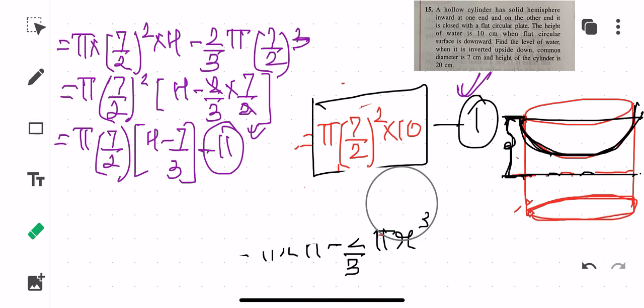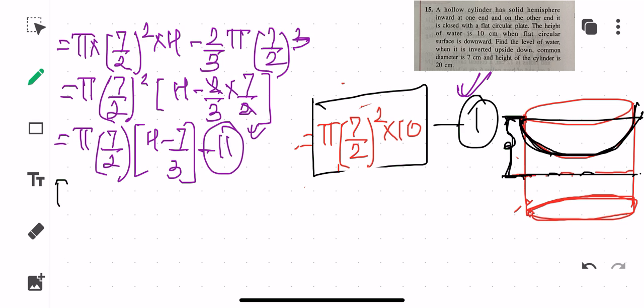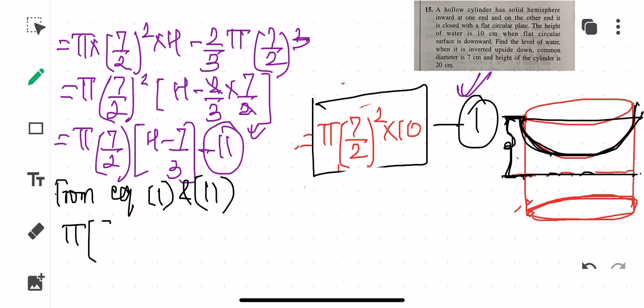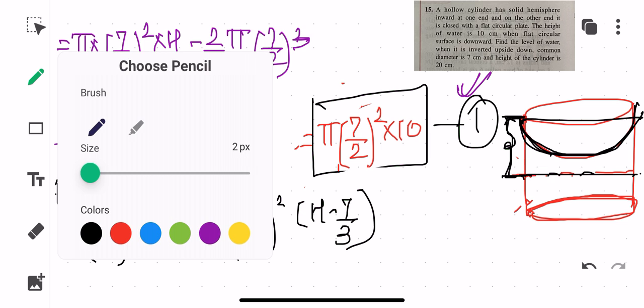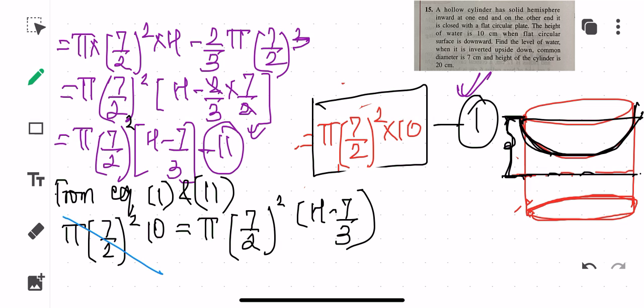So now what will I be writing? I will be writing from equation 1 and 2. Write down from equation 1 and 2: pi into 7 upon 2 square into 10 is equal to pi into 7 upon 2 square into h minus 7 upon 3. See, this is why we can just keep the value like this. Here this complete portion, pi into 7 upon 2 square, is getting cancelled on both sides. So you are left with h minus 7 upon 3 is equal to 10.